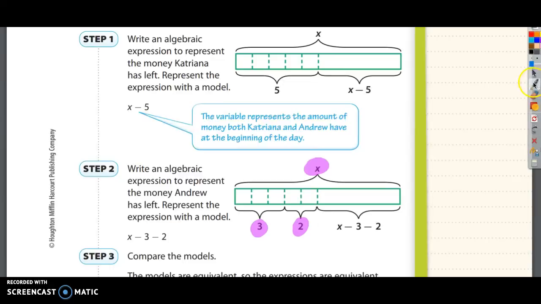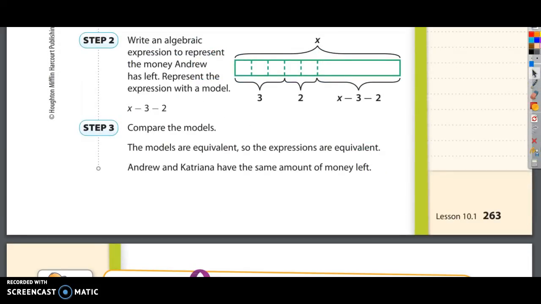Well, one thing you need to recognize is that if you add up all the money he spent, 3 plus 2, you'd get 5. So they look a little different, but they're the same. This amount right here, x minus 5, is the same as x minus 3 minus 2, because if you take away 3 and you take away 2, you take away 5. So they're the same thing. I think at the bottom right they wrote it for us. The models are equivalent, so the expressions are equivalent. Andrew and Katriana have the same amount of money left.